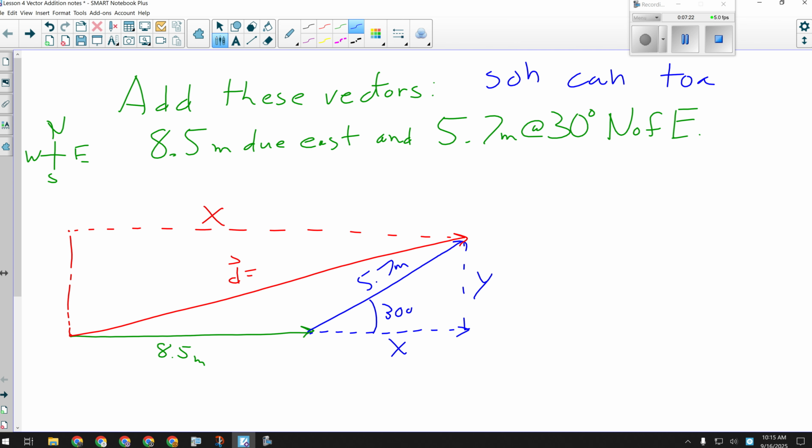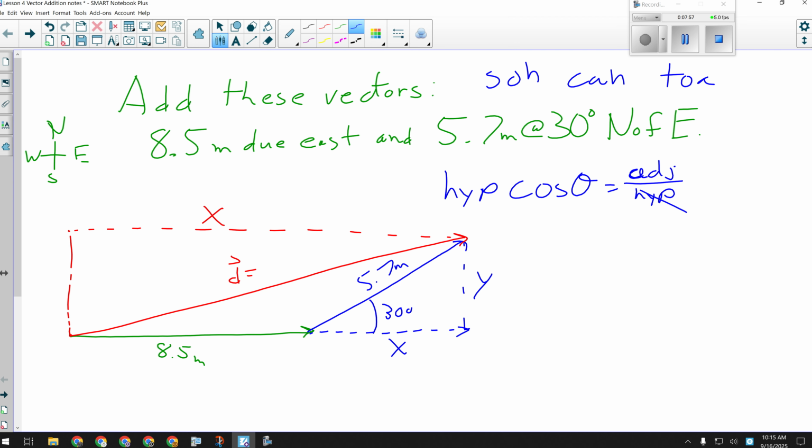So if cos of theta equals the adjacent side over the hypotenuse, and I want to find the adjacent side, what do I do with the hypotenuse? You multiply it over to the other side. So if I take the hypotenuse, 5.7 meters, and multiply it by the cos of 30 degrees, I'll have that side. Agreed? Okay, this is what we call finding or resolving vector components.